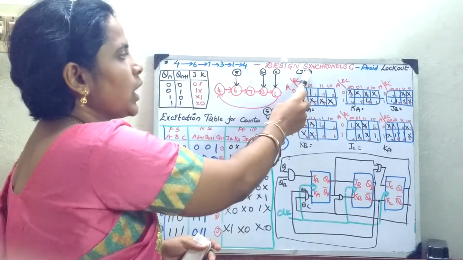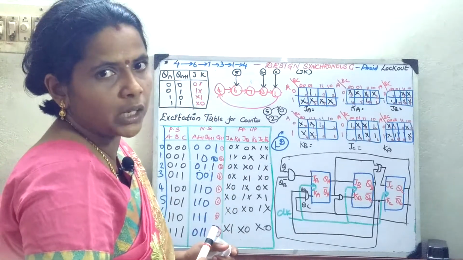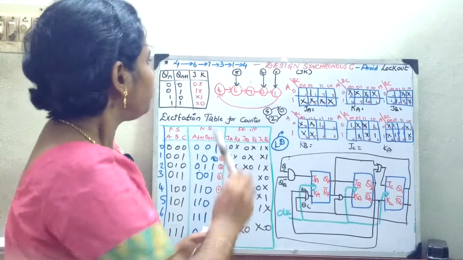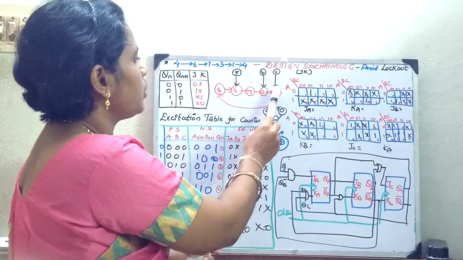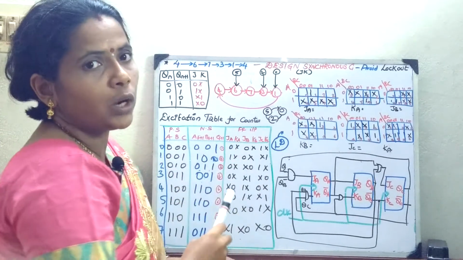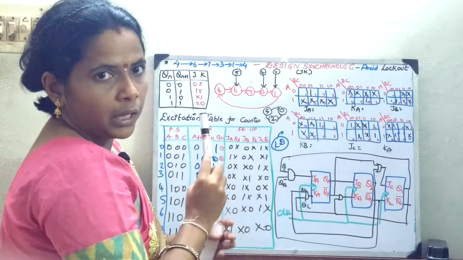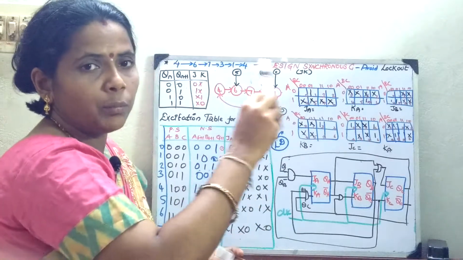First, it is a JK flip-flop, so write the excitation table of the JK flip-flop and keep it ready. Once this is known, everything can be done. Now, 4 goes to 6, 6 to 7, 7 to 3, 3 to 1. In this, what are the unused states? 5, 2 and 0.